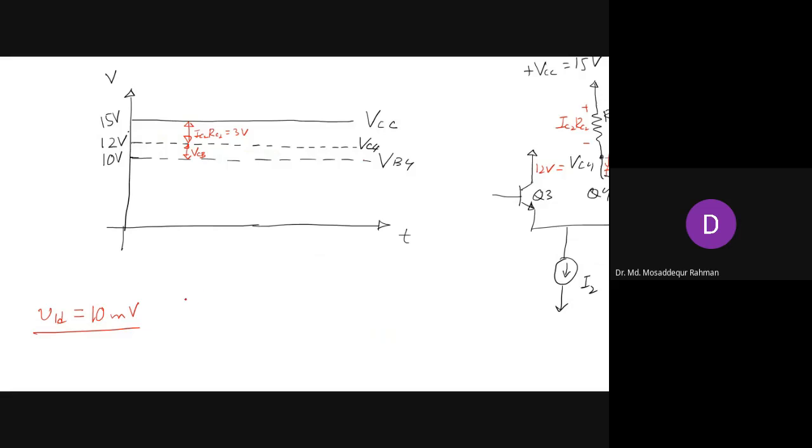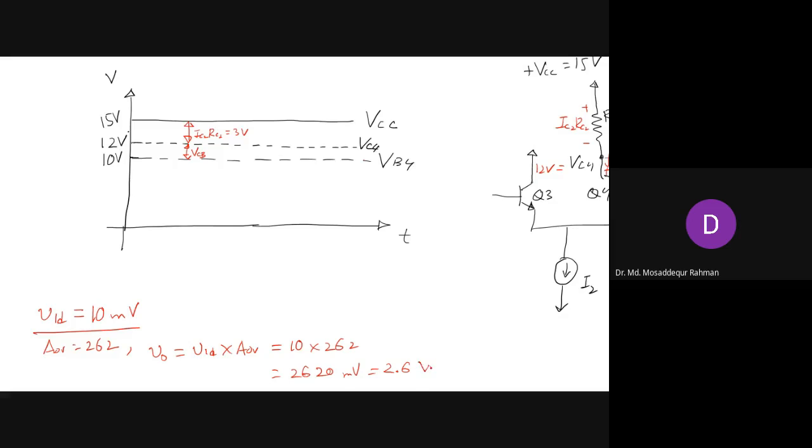VID is about 10 millivolt. That was our input signal at the input of the first stage. The overall gain we have calculated is about 262. So the output voltage V naught will be the actual input voltage times the overall gain, which is 10 times 262. So that will be 2620 millivolt. Convert into volt, that will be 2.6 volt.